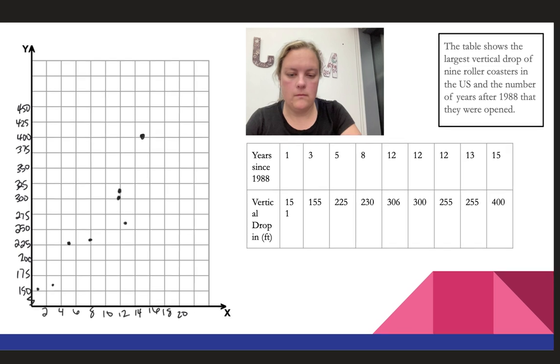Okay, so by now, hopefully you can see that all of the dots are now on the screen. They do not make a straight line. However, they do form a positive relationship. So that means as the years past 1988 happened, the vertical drop increased in the roller coasters. We are going to, in the next slide here, and in the same spot on your page, make a line of fit. So you're going to need a ruler for this.